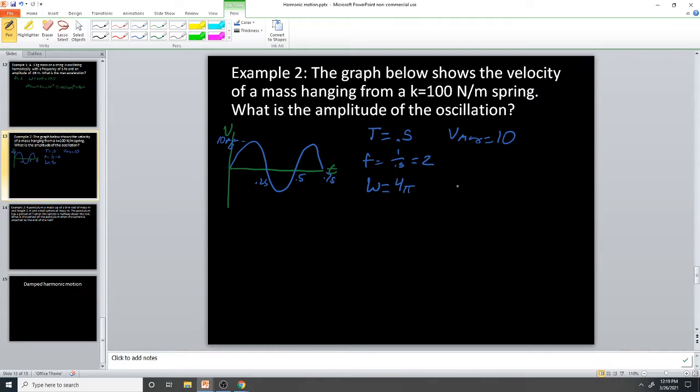I know my V max is 10. So I know that V max is omega times X max. So X max is going to be V max over omega, which is 10 over 4 pi, or 2.5 over pi. Okay, those are pretty quick.